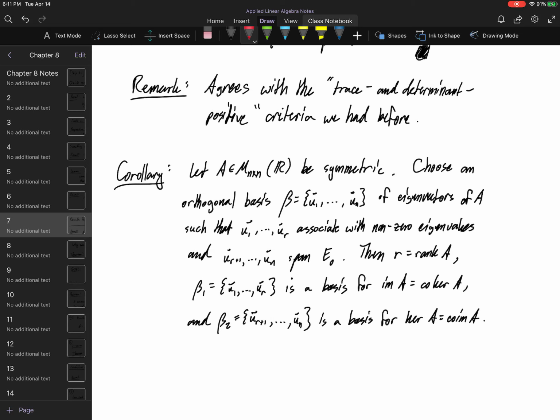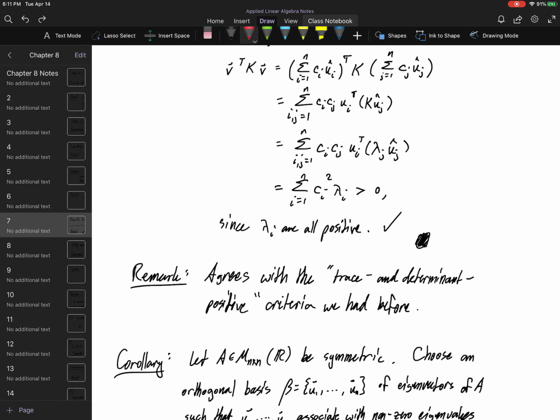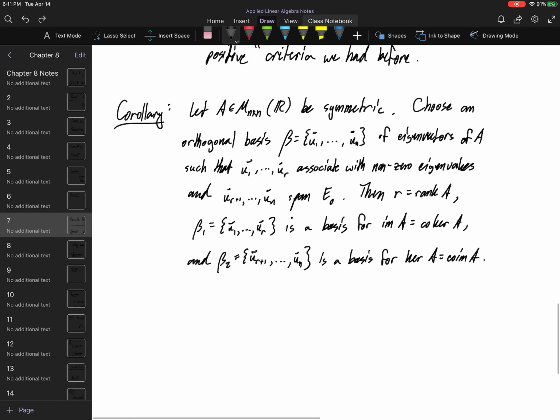Then R, the number of eigenvectors corresponding to non-zero eigenvalues, is going to be the rank of A. And beta 1, consisting of those vectors, is a basis for the co-image. In particular, beta 2 is going to be a basis for the kernel, which is equal to not the co-image, but co-image perp. So I should actually fix that in black. It's the orthogonal complement of the co-image.